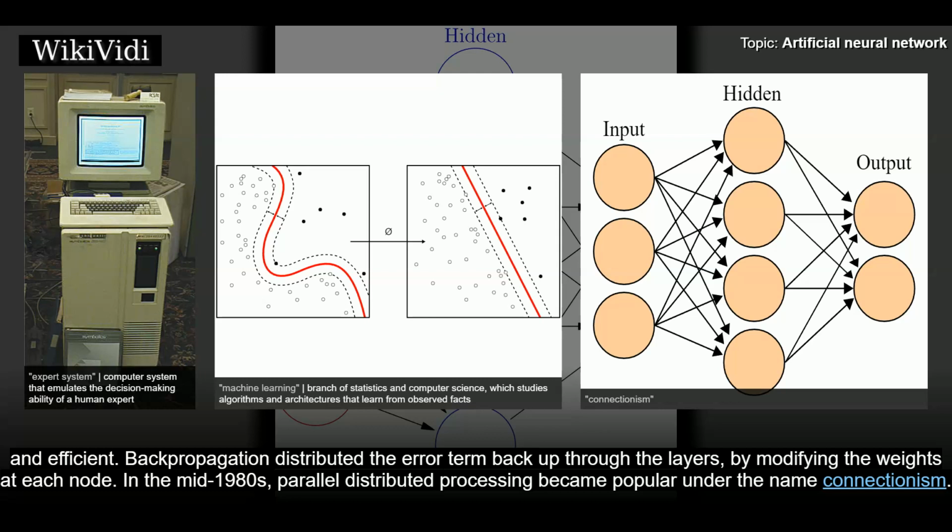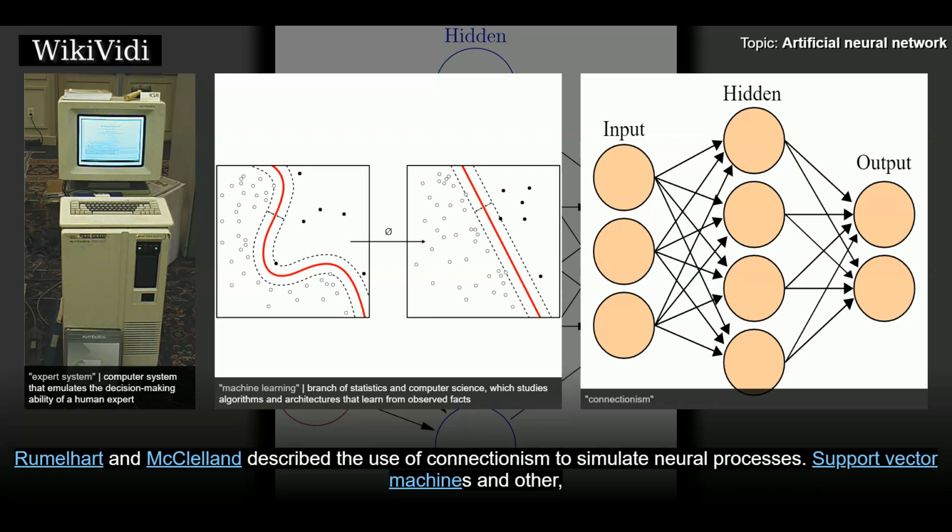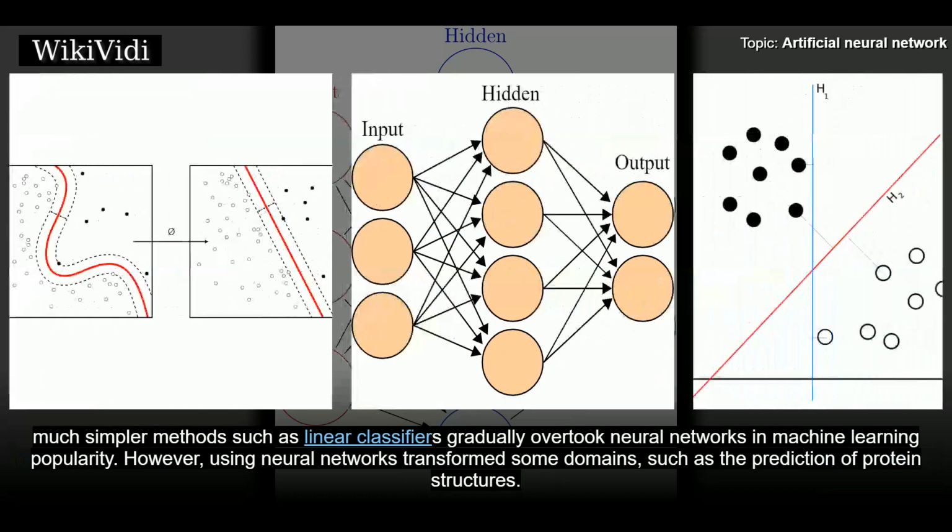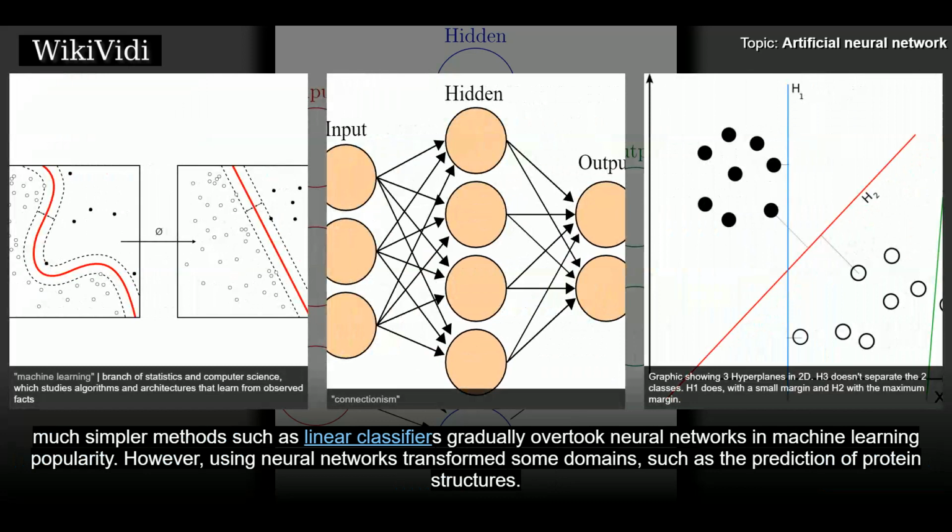In the mid-1980s, parallel distributed processing became popular under the name connectionism. Rumelhart and McClelland described the use of connectionism to simulate neural processes. Support vector machines and other much simpler methods such as linear classifiers gradually overtook neural networks in machine learning popularity.